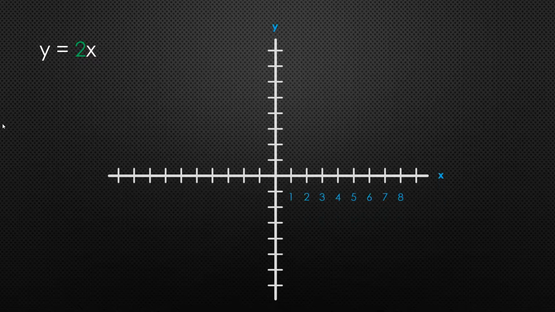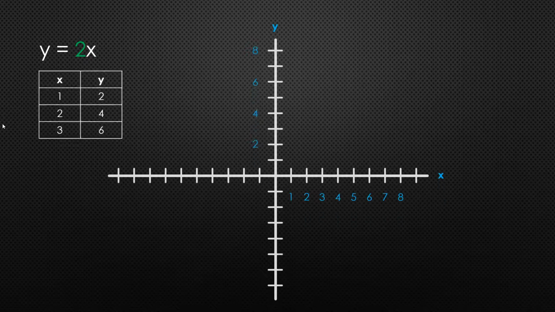Now, let's change the equation slightly and make it y equals 2x. We do the same thing again, build up our xy table to compute the numbers, then plot them on the graph. So when x is 1, y is 2, we mark the point. When x is 2, y is 4, we mark the point. And when x is 3, y is 6, and we mark the point. We join the points and we have the green line.